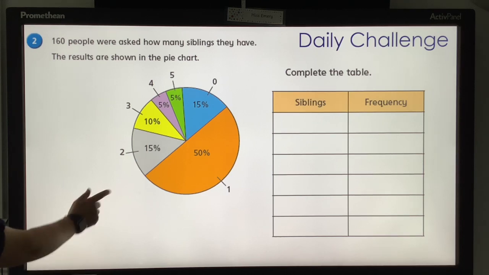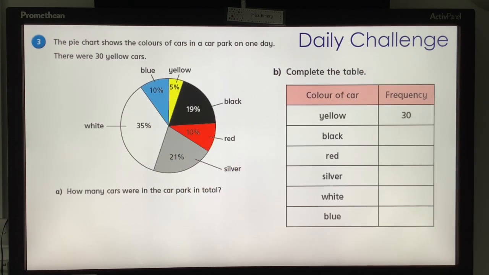The next one, the pie chart shows the colours of cars in a car park on one day. There were 30 yellow cars. How many cars were in the car park in total? And then it asks you to complete the table. This one's a little bit trickier.